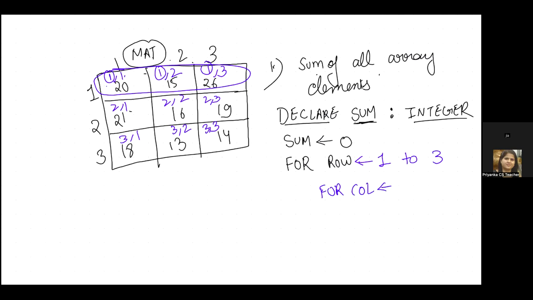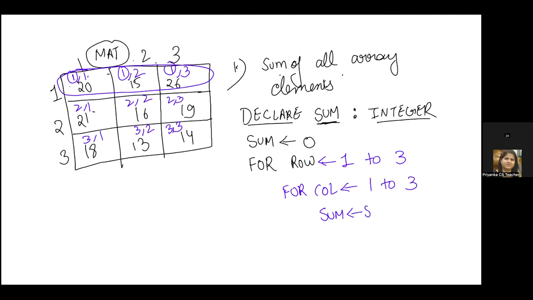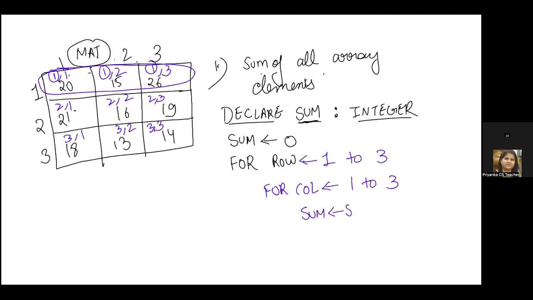1, 2, 3, what should I write inside it? Sum equals to the sum of whatever the value is. What is the syntax? Sum equals to sum plus mat row, column. Okay. Now next, I will change the questions and you will tell me where I should make changes. Okay. Let's quickly revise all these basic concepts first.